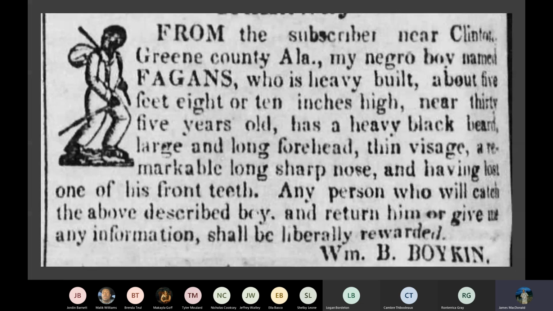I'm also going to put an ad saying someone I own, a guy or girl, ran away. And so you usually provide as much information as possible. Lost one of his front teeth. He has a remarkable, long, sharp nose. That means people are going to look for the escaped slave or fugitive slave.